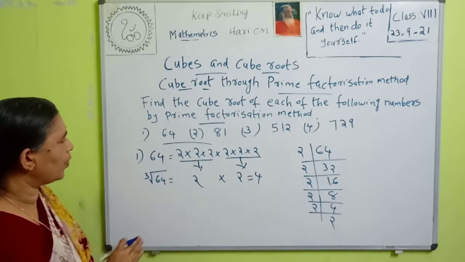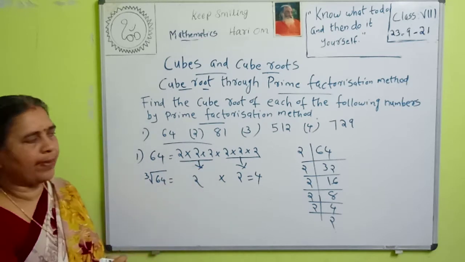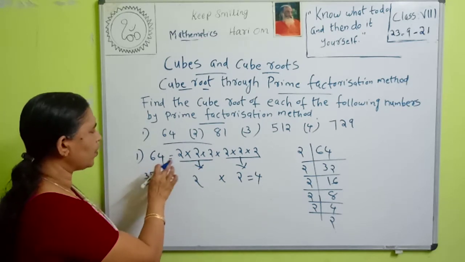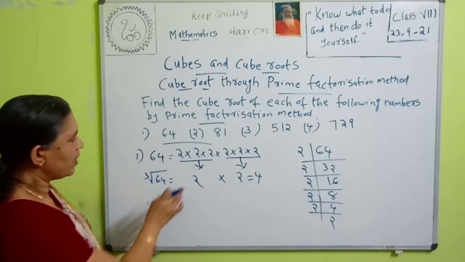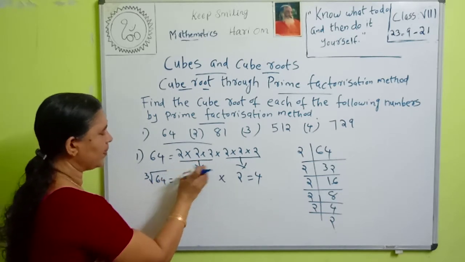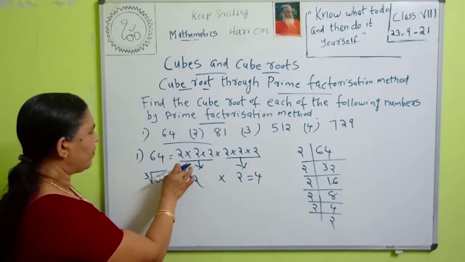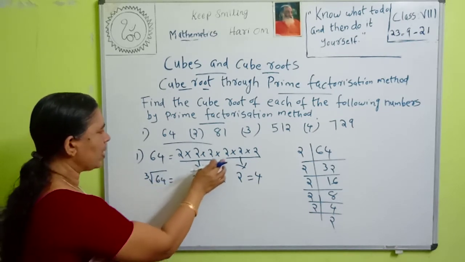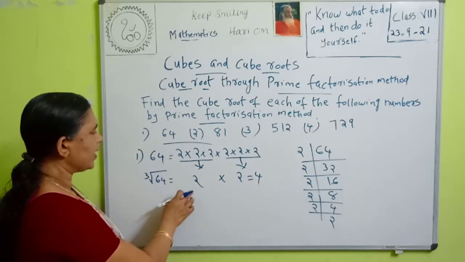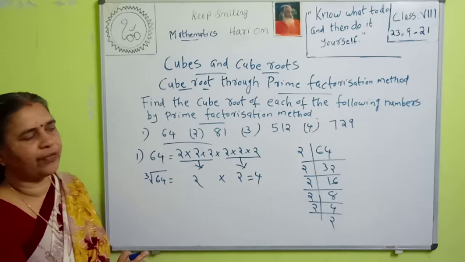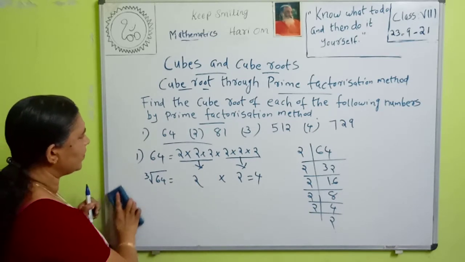So, to find the cube root of a number, what do we do? First, we find the prime factorization of the number. Here, 64 is equal to 2 into 2 into 2 into 2 into 2 into 2. Then, we group them into triplets. Then, we take 1 from each triplet and multiply it. From this, we take 1, 2, and from this also we take 1, 2. Then what is the cube root of 64? It is equal to 2 into 2, that is 4. Okay.